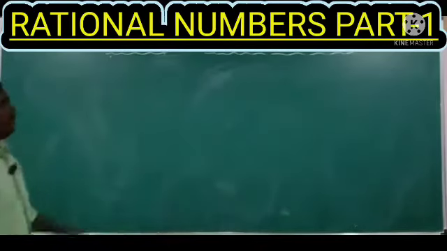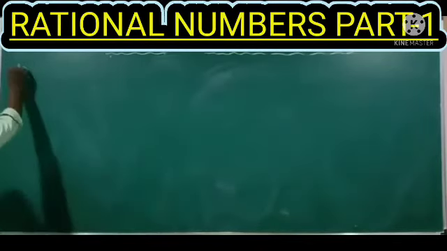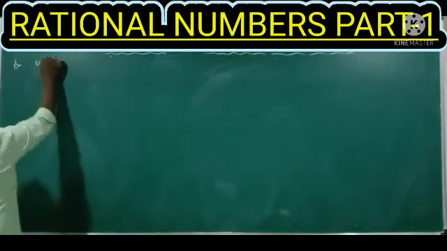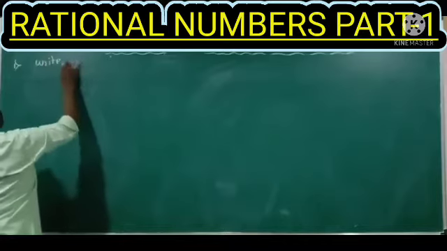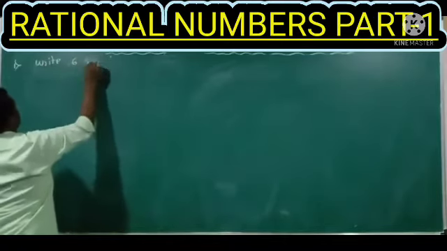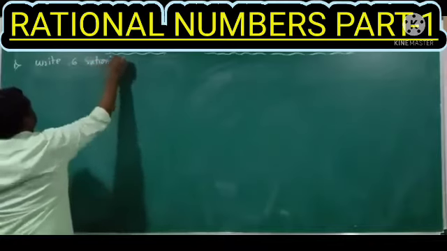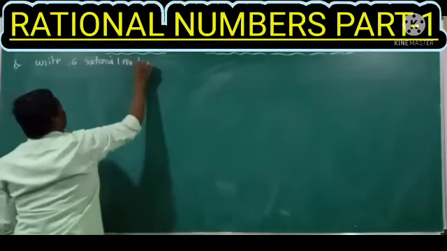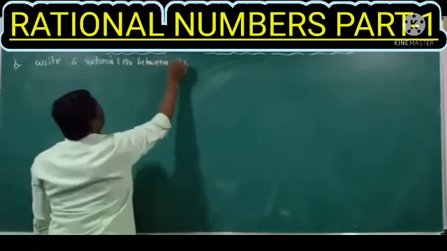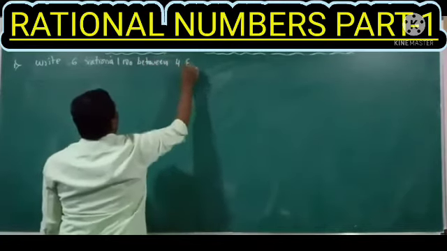Okay, first one. Write 6 rational numbers between 4 and 9.